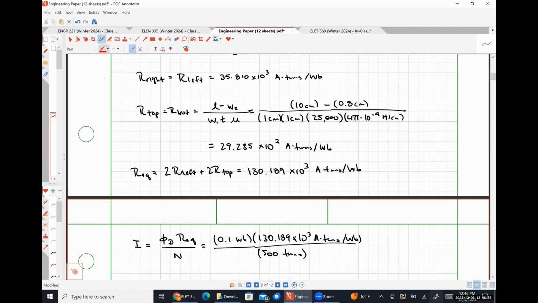Let's look at our units here. So we have Webers divided by Webers, so those cancel each other out. We have turns divided by turns, and all we're left with is something measured in amps, which is exactly what we want because we're trying to find current. And this comes out to be 26.038 amperes. So for that particular core geometry and material, we have to pass a current of 26.038 amps in order to sustain a flux of 0.1 Webers. Pretty appreciable amount of current.